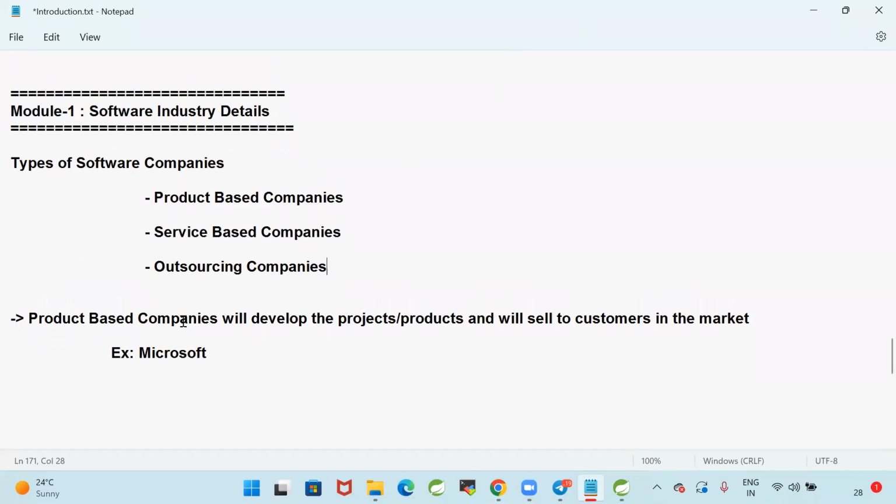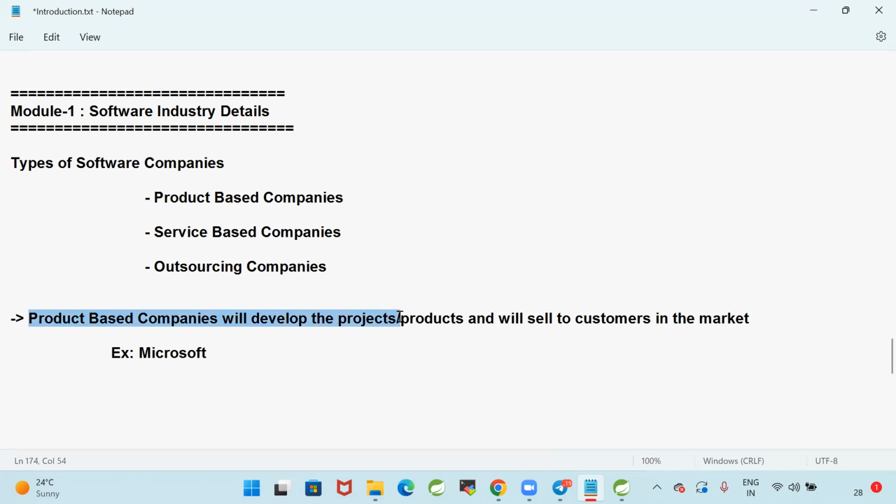Microsoft company will develop a project, for example, Windows operating system. Microsoft got the idea that we need to provide one GUI based operating system for everybody. Microsoft company developed operating system, MS Office, right? MS Office is one software. Operating system is one software. They developed that software and they are selling it in the market. So any company which is developing a project based on their ideas and selling to the customers in the market, such kind of companies are called product-based companies.